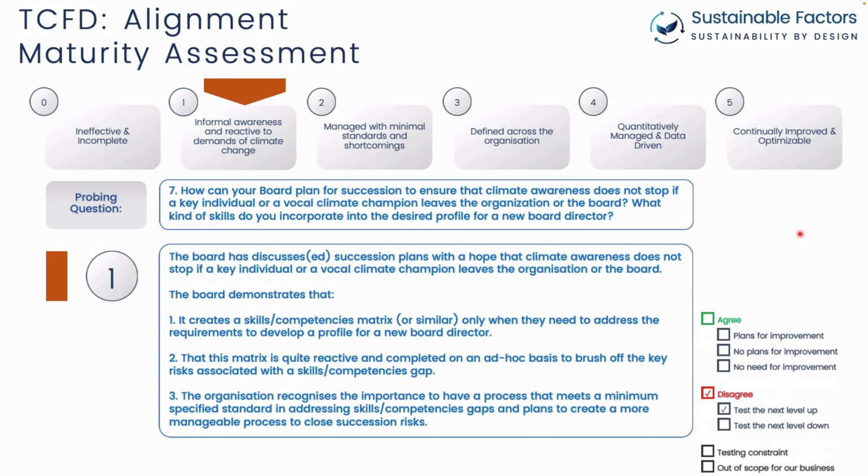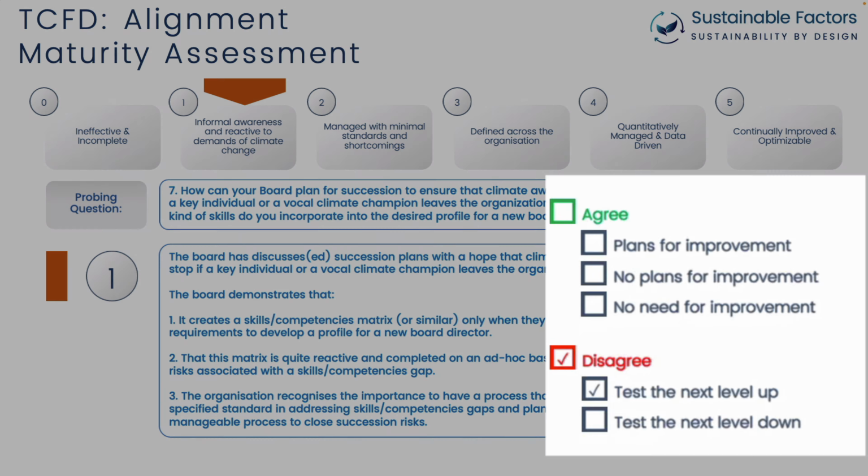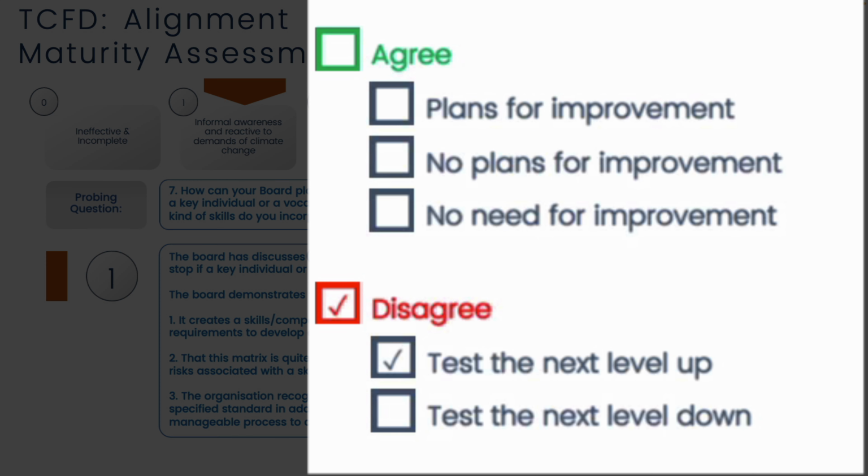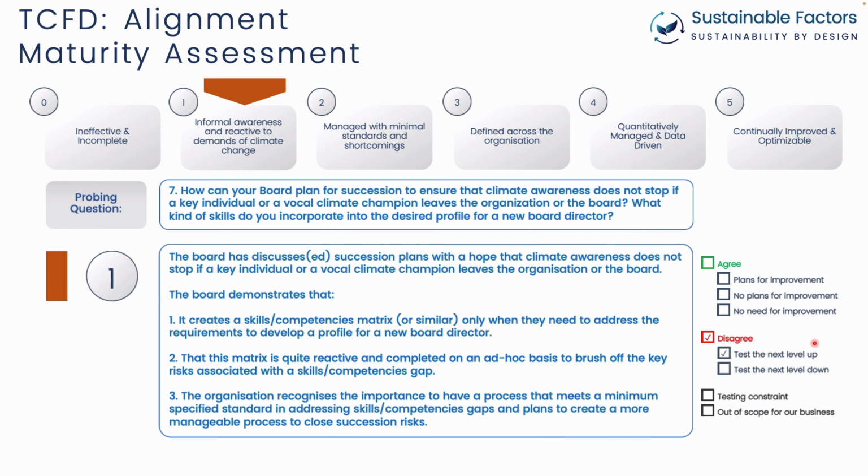So now there are 2 options here, okay? You can either agree with this statement, or if you disagree, as you can see in this case, they selected to test the next level up. So let's do just this and test them against maturity level 2.